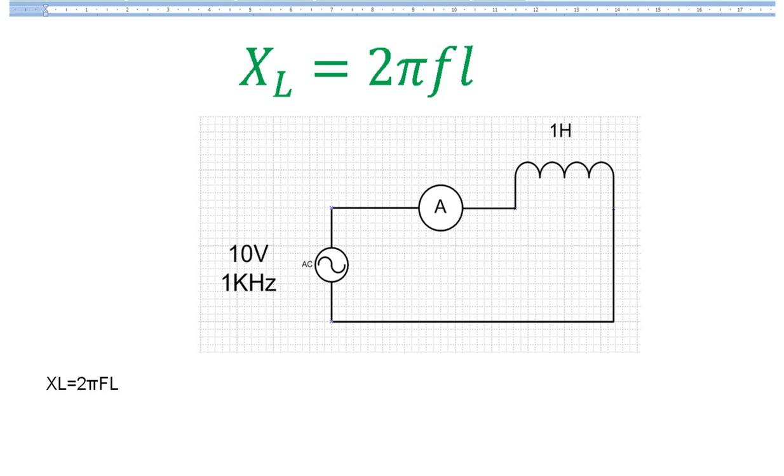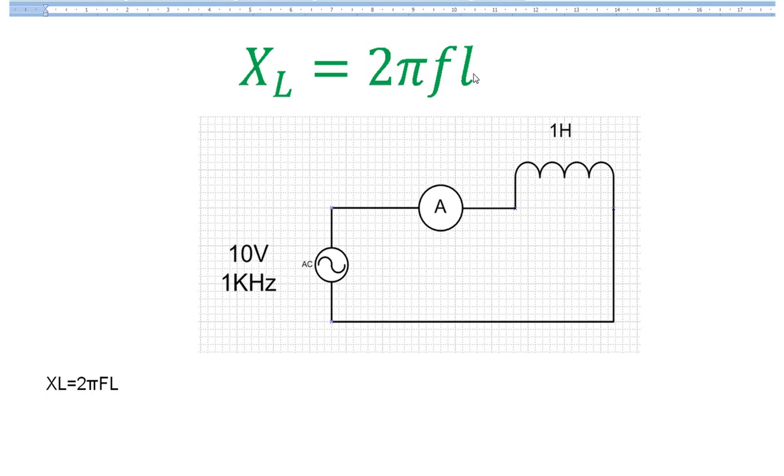As you can see, there's no denominator, so 2 pi FL is just a numerator. So XL is directly proportional to F and L. Whatever F does, XL does. So if F increases, XL increases. If F decreases, XL decreases. If L increases, XL increases. If L decreases, XL decreases. That's called a direct proportion.